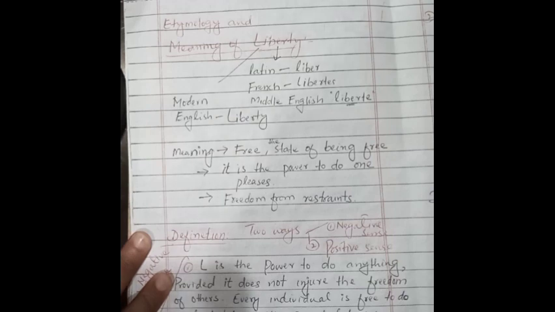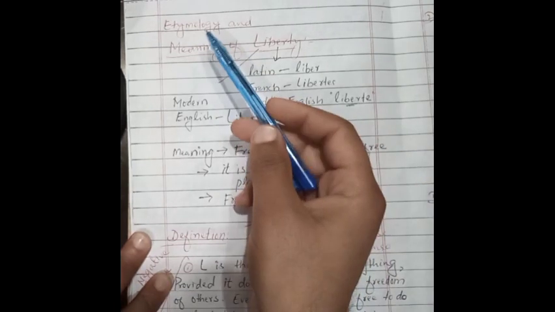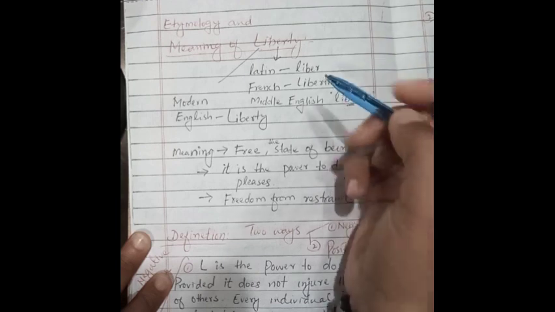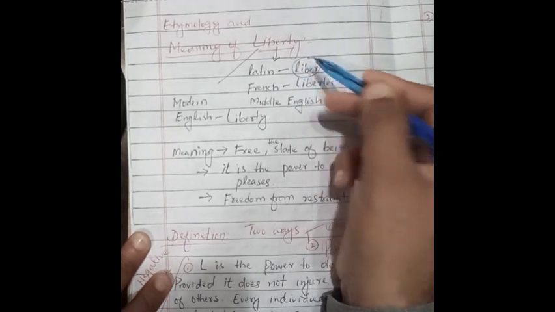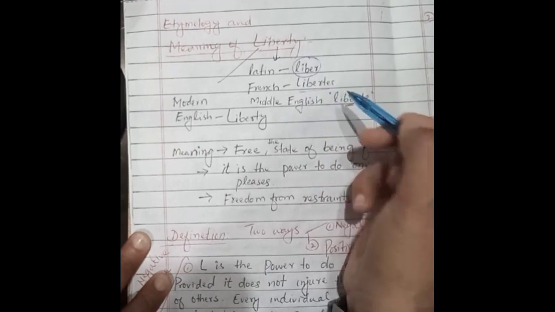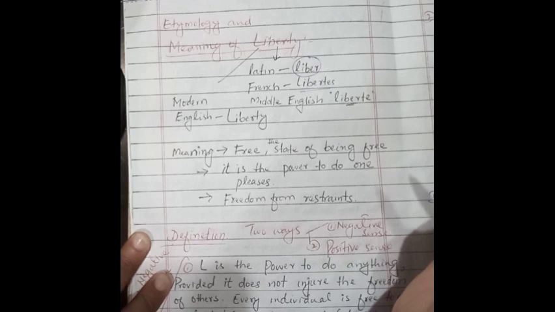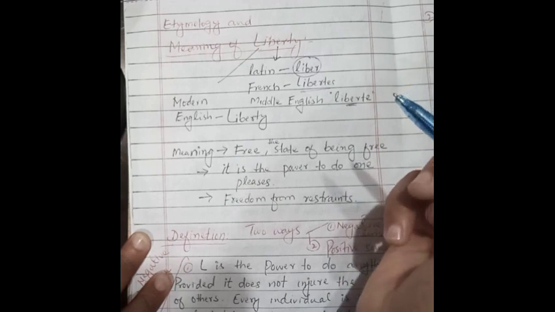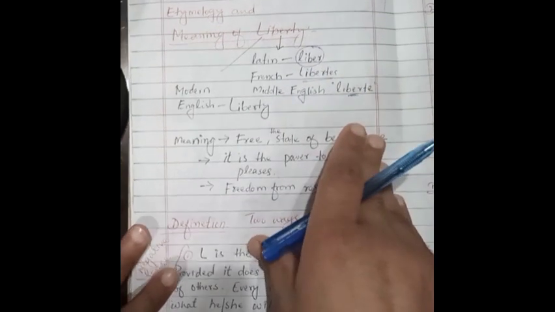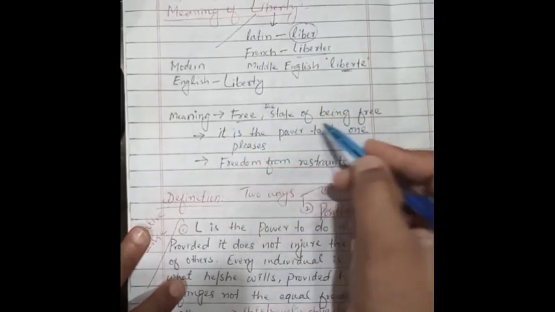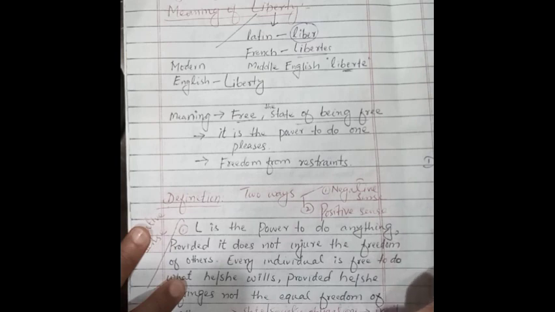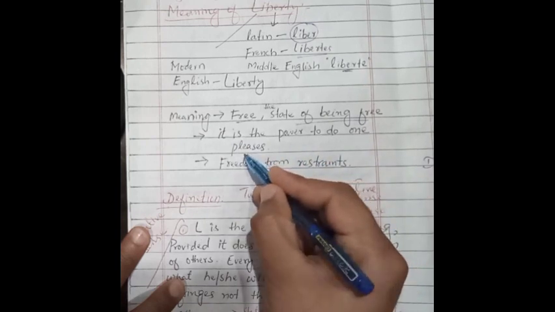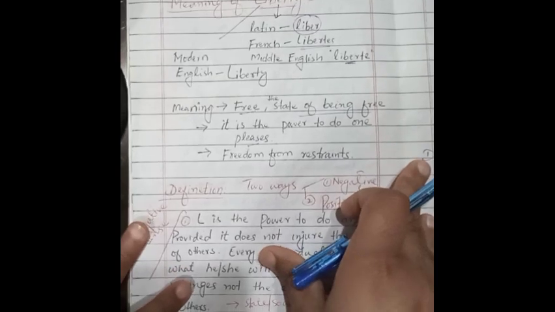In our previous classes, we had discussed etymology, that it means the origin of words. So, the word liberty is actually derived from the Latin term liber, from the French liberté, and from the Middle English term liberty, and now in modern English it is liberty. So basically its origin is the Latin term liber, and liber means free, or the state of being free, or freedom. And it means liberty is the power to do as one pleases, and it means freedom from restraints.